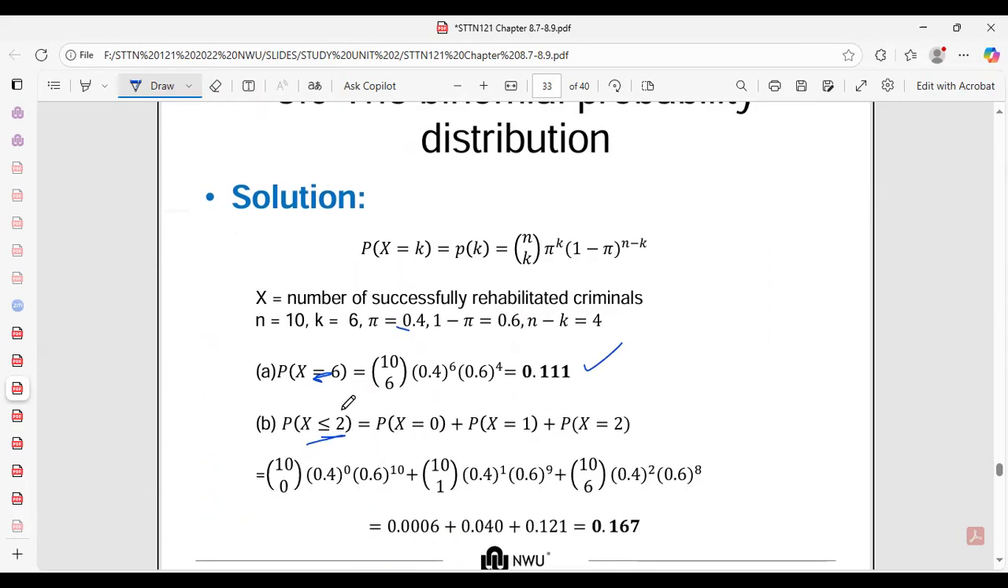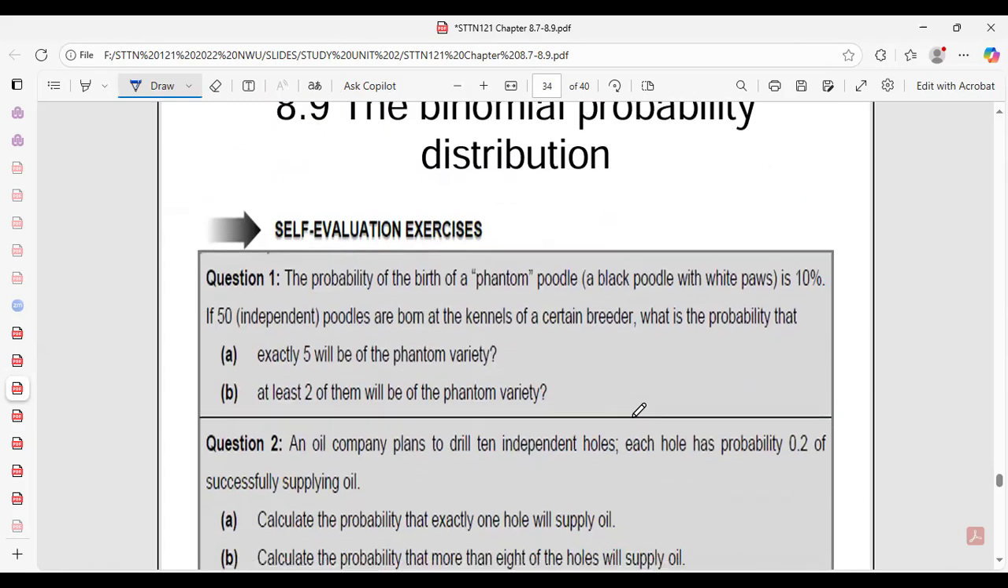If they say at most 2, start with 0, 1, and end with that number that they mentioned, which is 2. If they say no more than 2, same thing. You always start with 0, and you end with the number that they mentioned. If they say at most 5, you start with 0, you end with 5. And that's how you do it. And then what's the other one?